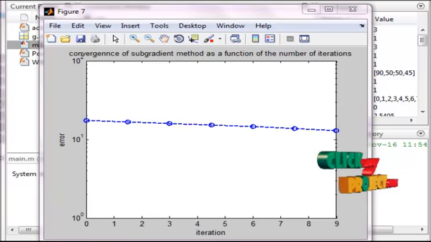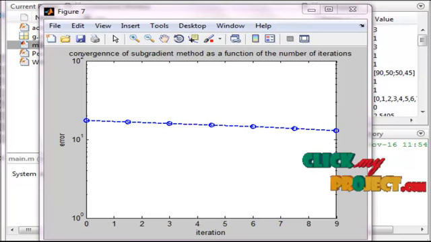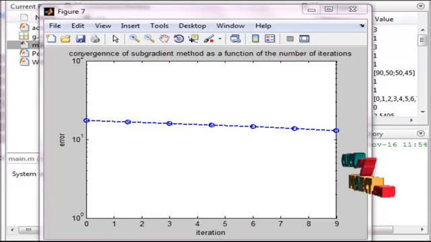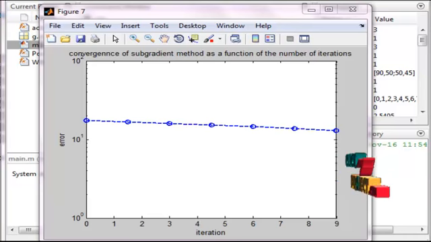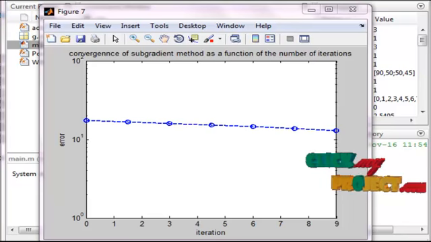In this figure, the convergence of the subgradient method is shown as a function of the number of iterations, up to 8 iterations. This is the error, how many errors occur in the iteration process. So this is the convergence of the subgradient method as a function of the number of iterations.